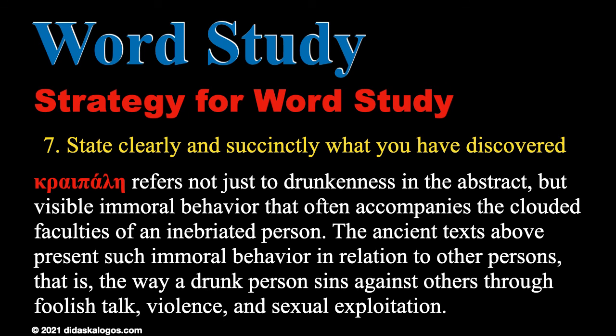And then you want to end by stating clearly and succinctly what you've discovered. So you've done your work, and now you want to write down what that word means and how it's applicable to your context. So it refers not just to drunkenness in the abstract, but visible immoral behavior that often accompanies the clouded faculties of an inebriated person. The ancient texts above present such immoral behavior in relation to other persons, that is, the way a drunk person sins against others through foolish talk, violence, and sexual exploitation.